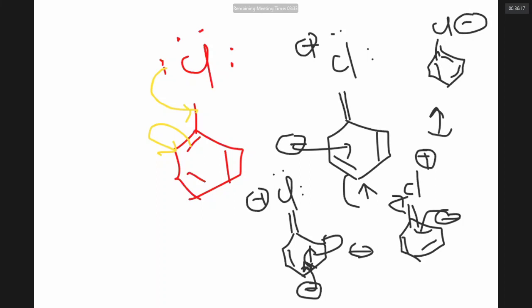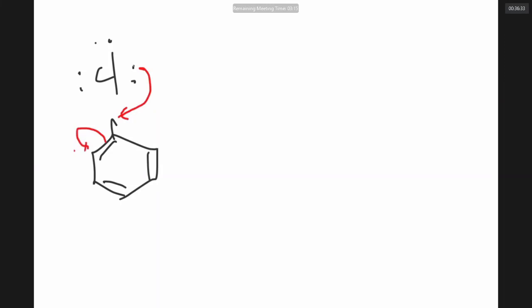Okay, I will be writing again all these forms. You need to practice. All of you open your book and practice the resonance canonical forms of chlorobenzene. It is a neutral form which is very stable. I am showing you the first resonance canonical form. The lone pair is coming here, it is taking pi electrons. See, this is the way. I will just show you a few forms.